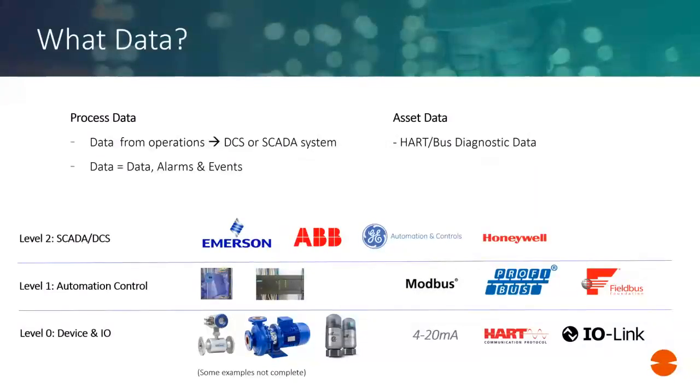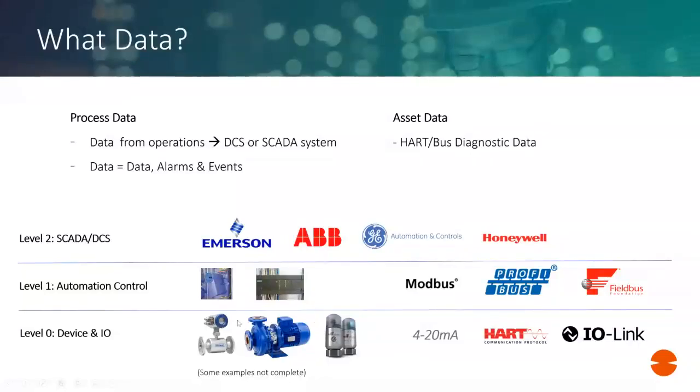So, process data holds valuable information on how your assets are used by operations. The data from the devices and I/O out in the field is communicated to your automation and control layers using different protocols. The protocols depend somewhat on the age of your installation and are often driven by company general practices as to what may be used.